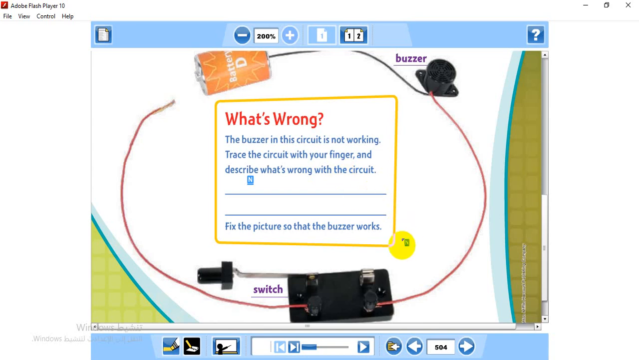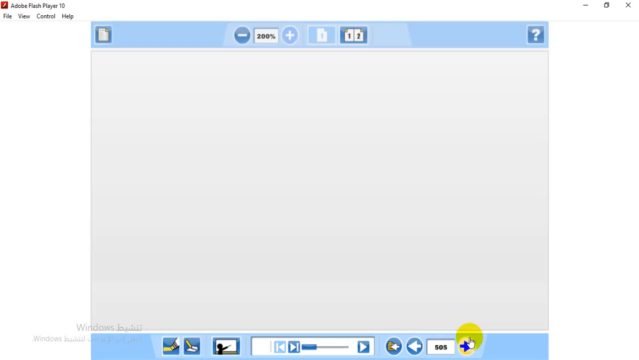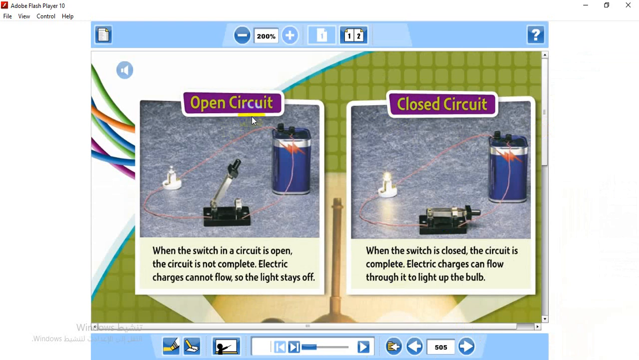Okay, let's go now to the next page. I think they also give you two examples of open circuit and closed circuit. See this one? This is the closed circuit. Why is it a closed circuit? Because the electric charge flows easily through the wires here. So for that reason the light is on now. But what about the open circuit here? The open circuit means the switch that controls the flow of electric charge is open. For that reason the light will not work. The circuit here is open because the switch itself is open.